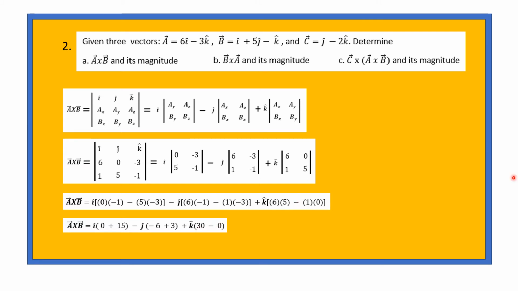That's why the cross product now is equal to 15 i hat, then plus 3j hat, since we have negative 6 plus 3 is minus 3, and with the negative sign outside we have positive 3j hat, then plus 30k hat. This is the result when we express the cross product in determinant form. A cross B equals 15i hat plus 3j hat plus 30k hat.